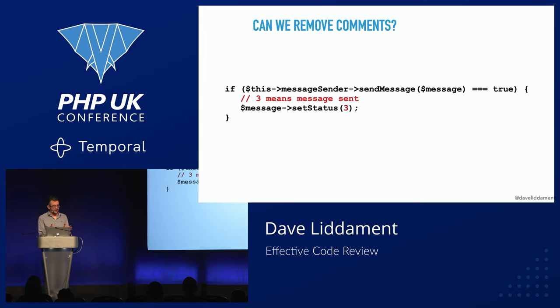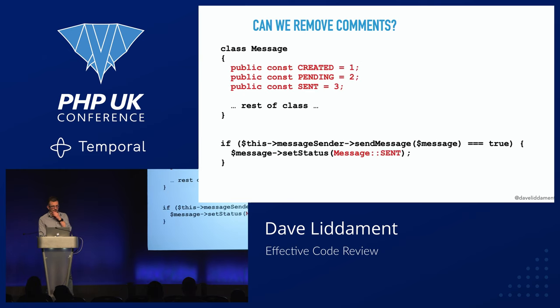We're setting the status to 3, and hopefully somebody said, by the way, 3 means the message has been sent. I mean, this is great, but what happens if that magic number changes, or what happens if we change this code? We might lose that comment, or that comment might come out of date. And because there's no way of validating automatically that the comments are correct, we have to leave that to the human. So the next best stage is, well, can we remove the need for the comment? Could we, for example, put some constants in there, or maybe could we use an enum? And then, instead of saying set status to the digit 3, we've got set status to Message::sent.